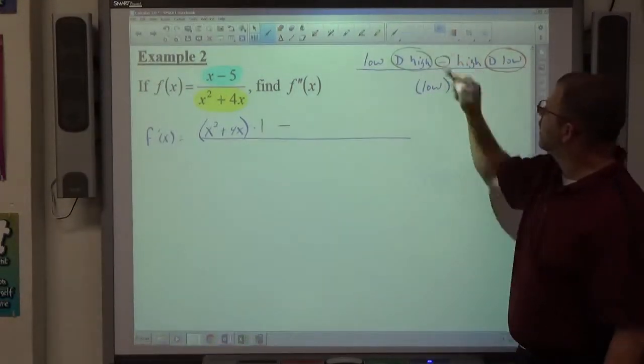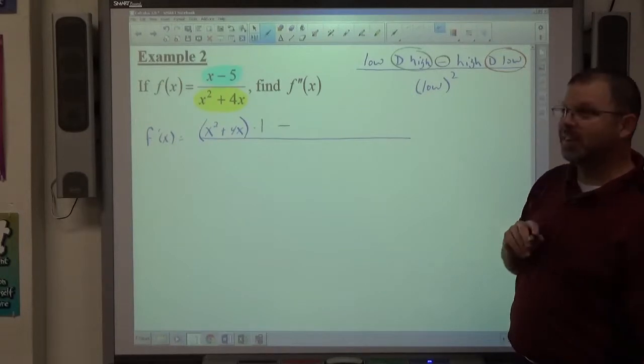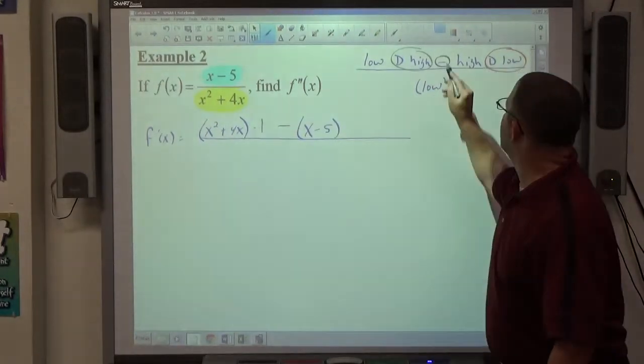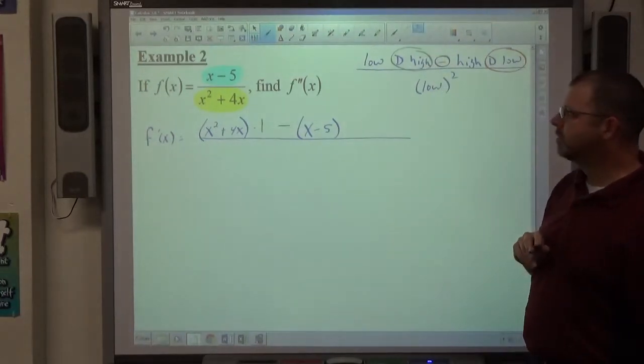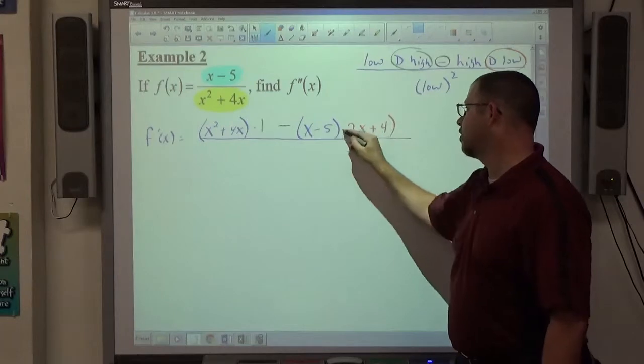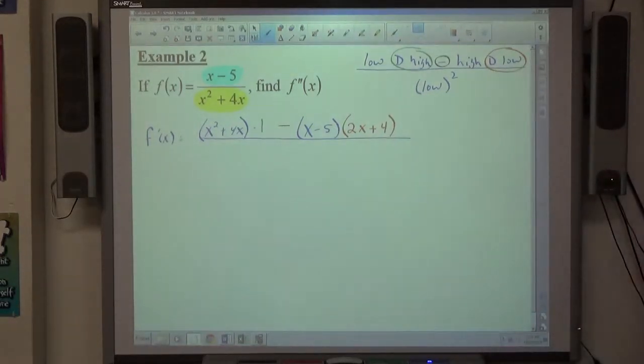Okay, high, what's the top? x minus 5. How many things is that? 2. So we put parentheses around it. x minus 5. d low, the derivative of the bottom is? 2x plus 4. How many things is that? 2. More than one, so parentheses. Yeah, it's real simple. If there's more than one thing, parentheses go around it. If there isn't, then you don't need to worry about it.